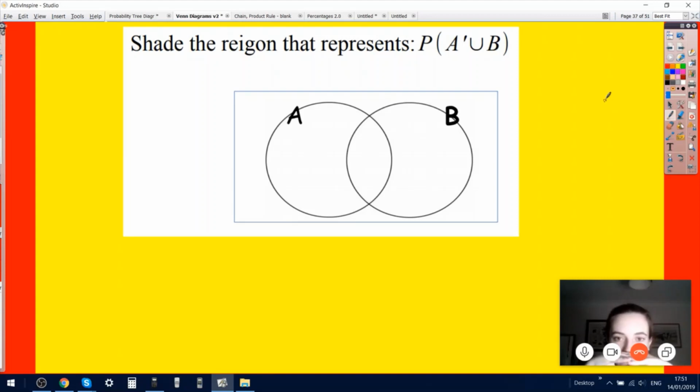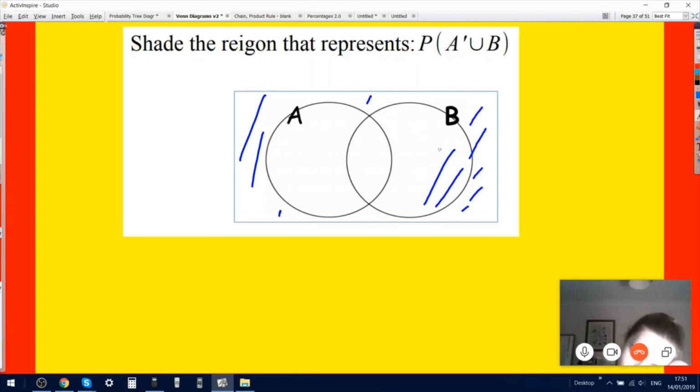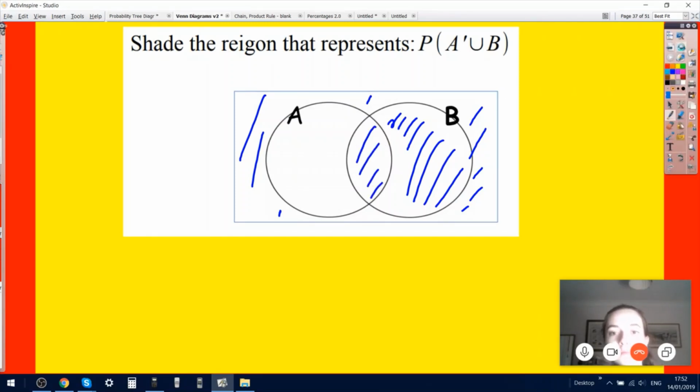This one. The outside and the right. Anything else? No. Regions for B. Oh, the middle. Yes. So the only one was not the left.